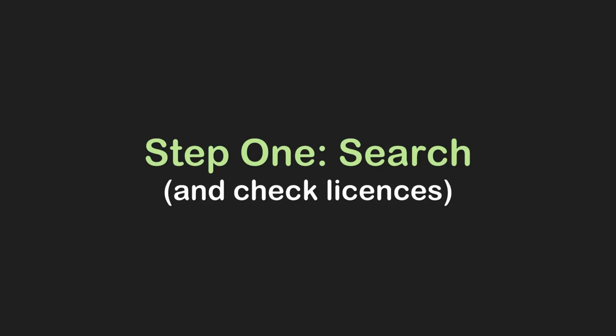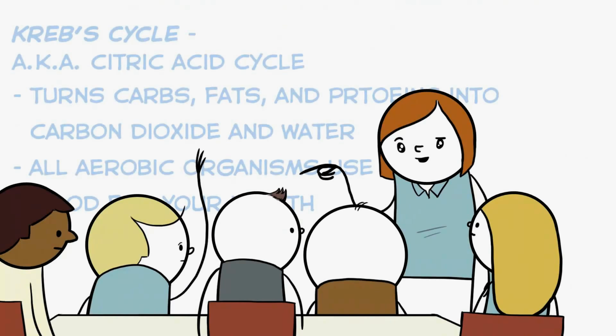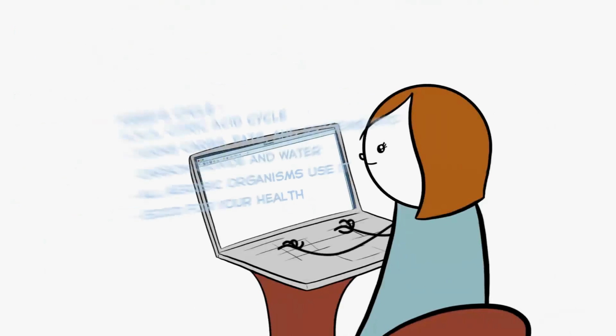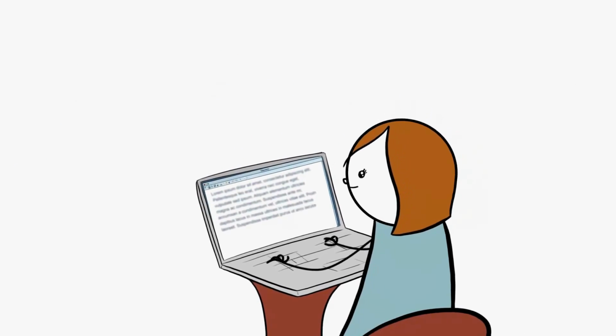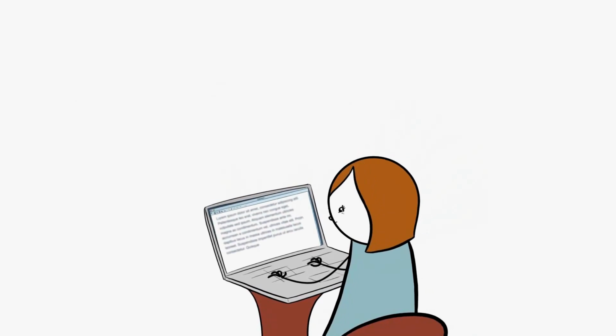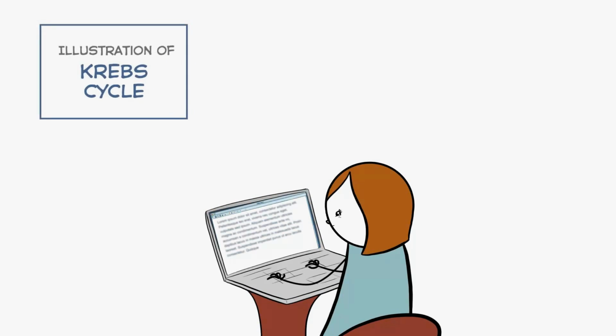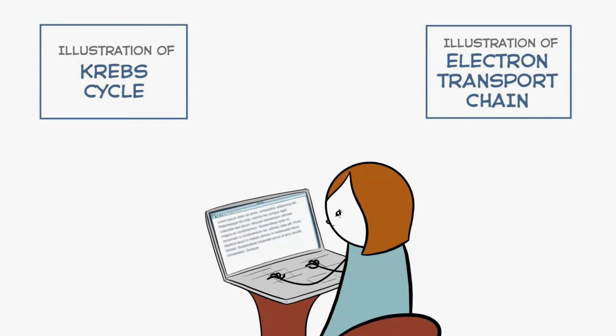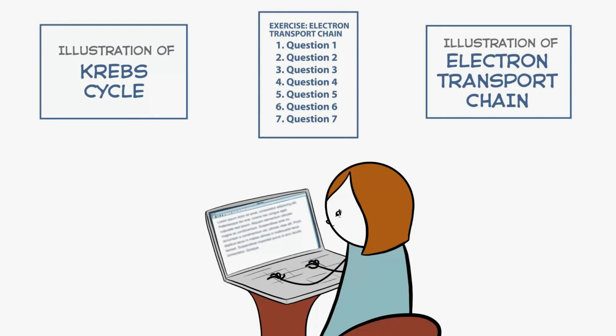So how do you go about finding and using OER? Let's watch Michelle as she develops a chapter for an open textbook on metabolism. Michelle has been teaching metabolism for years, so she has already developed the text of the chapter from her notes. But she needs some illustrations, specifically of the Krebs cycle and the electron transport chain. She'd also like to find some exercises to accompany the text.